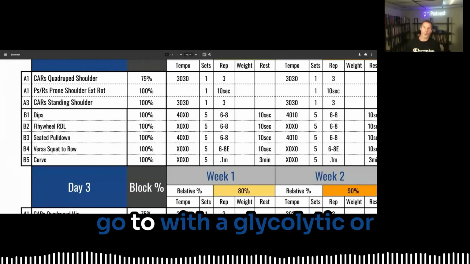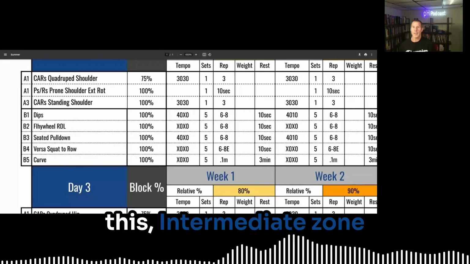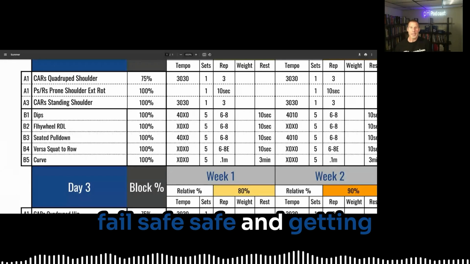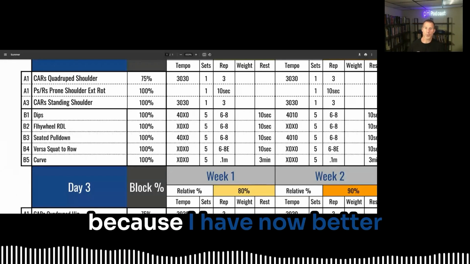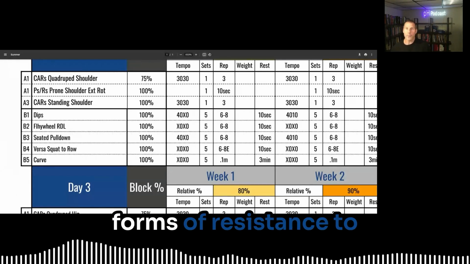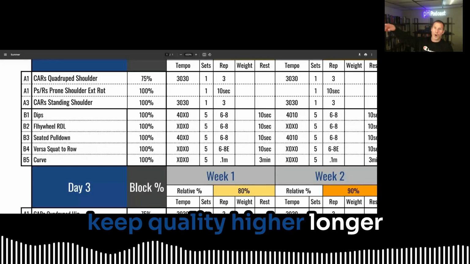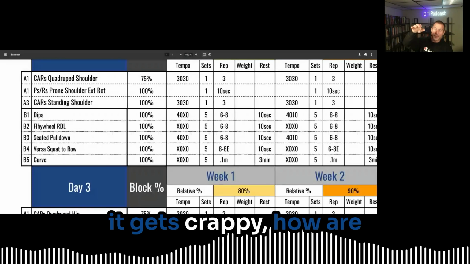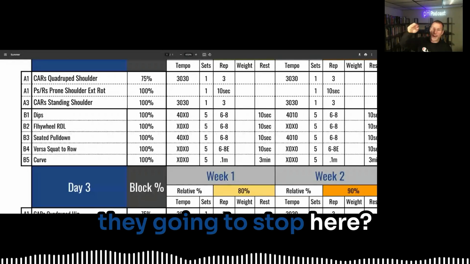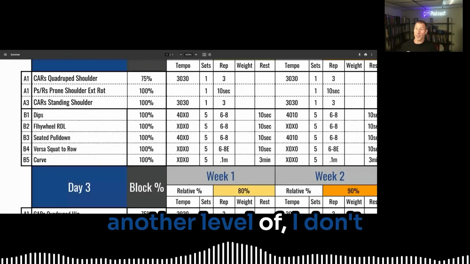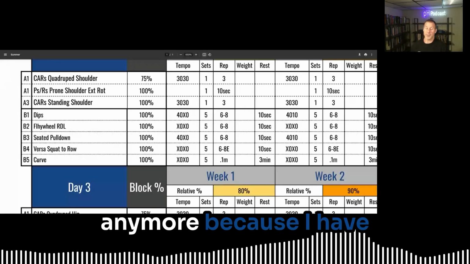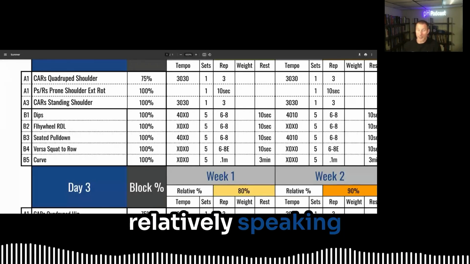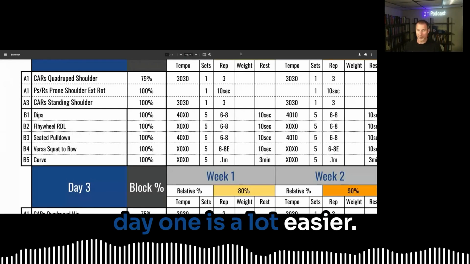And that's always where I go with glycolytic or this intermediate zone stuff: what's a quicker fail safe? And getting outside of that zone, because I now have better forms of resistance to keep quality higher longer, and not just defaulting to the fail safe. If it gets crappy, how are they going to stop here? And then going to another level of, I don't need to do that as much anymore because I have better forms of resistance. This day was, for me, relatively speaking, a lot harder; day 1 is a lot easier.